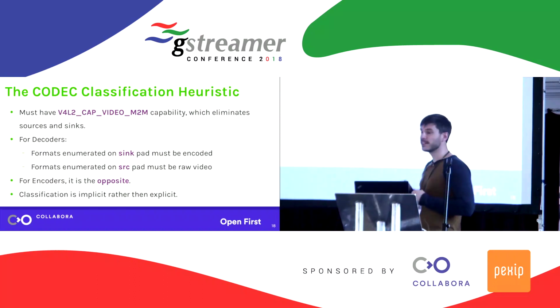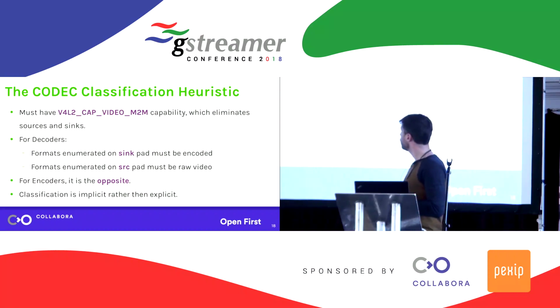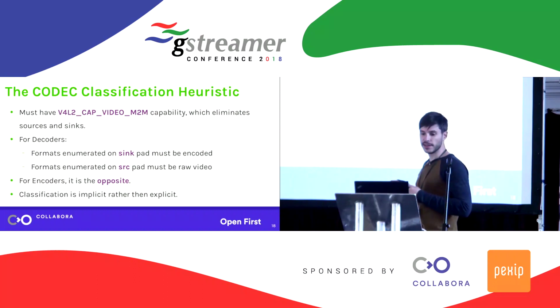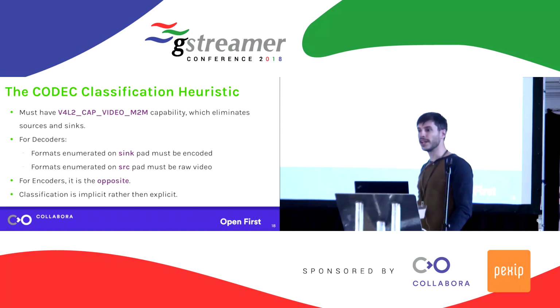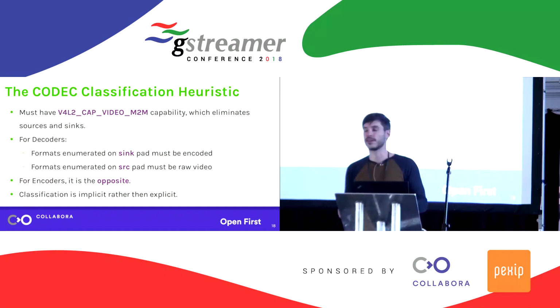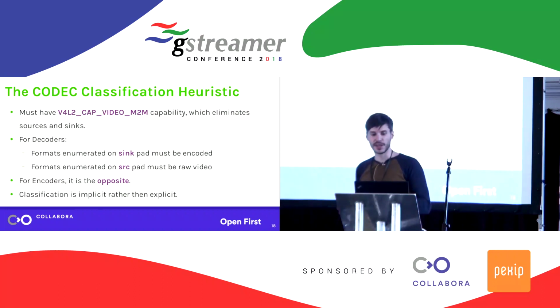So after enumerating the formats, what do you get? How do you basically identify the decoder? You would enumerate formats on the sink, and you're expecting to have all encoded formats, and then you would enumerate the formats on the source. And you're also expecting to have only raw data coming out of a decoder. That's the representation we have of a decoder. And for the encoders, it's obviously the opposite.